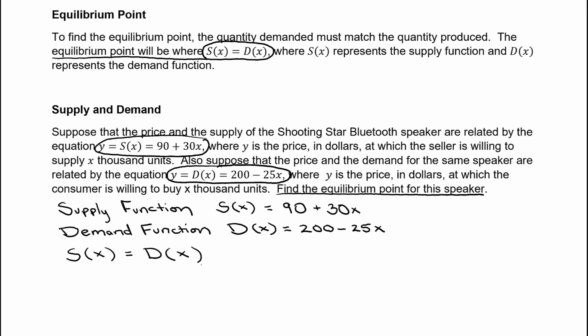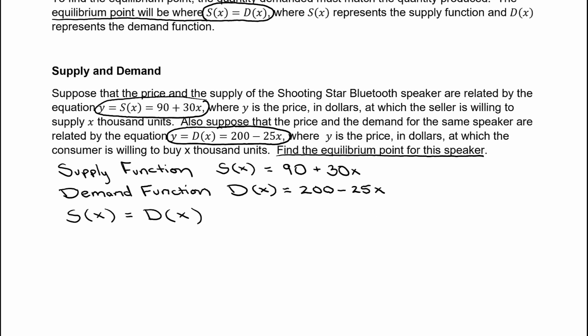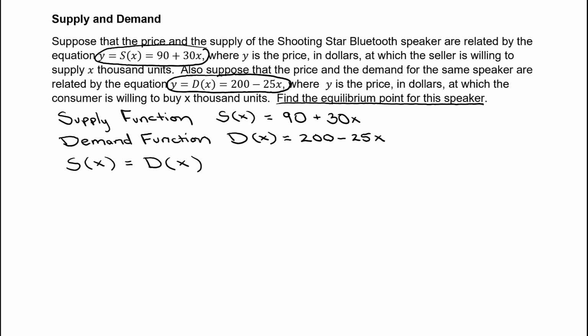So S of x equals d of x, but instead of S of x, I'm going to write down what S of x equals, which is 90 plus 30x. And then I'm going to set that equal to what d of x is equal to. So that's going to be equal to 200 minus 25x. And now we need to solve for x. So I need to get all of my x's to one side of the equal sign. So I'm going to go ahead and add 25x to both sides of my equal sign.